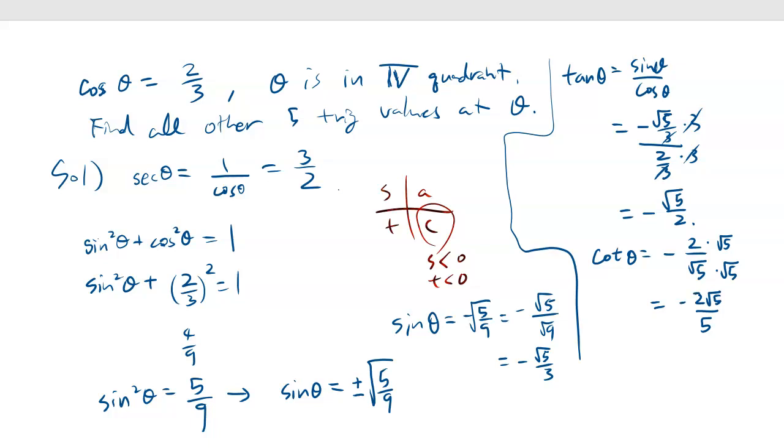And then 1 over sine is cosecant of theta, which equals the reciprocal of this, so it's negative 3 over radical 5, again multiplied by square root of 5 top and bottom, and you get negative 3 radical 5 over 5. So we found all the other ones. We found the secant, sine, tangent, cotangent, cosecant. So we found everything.